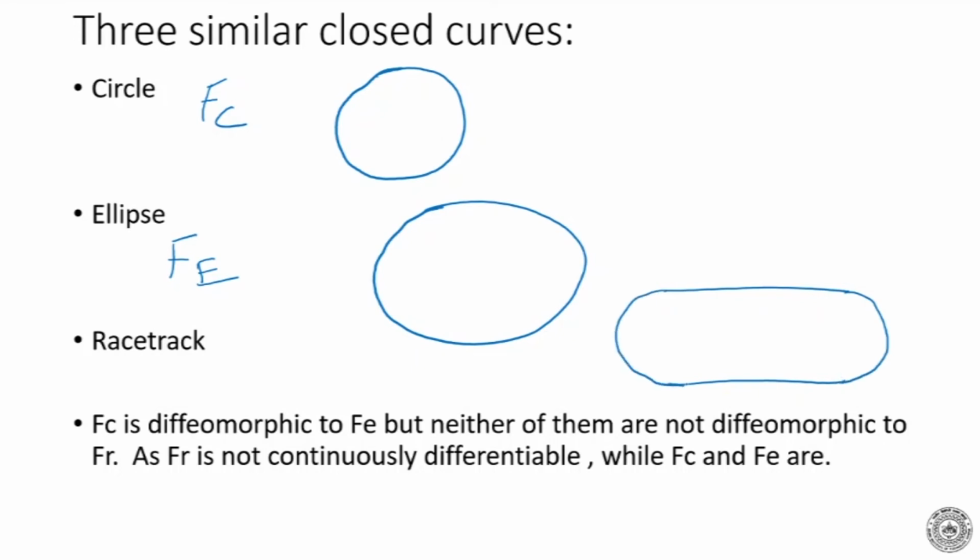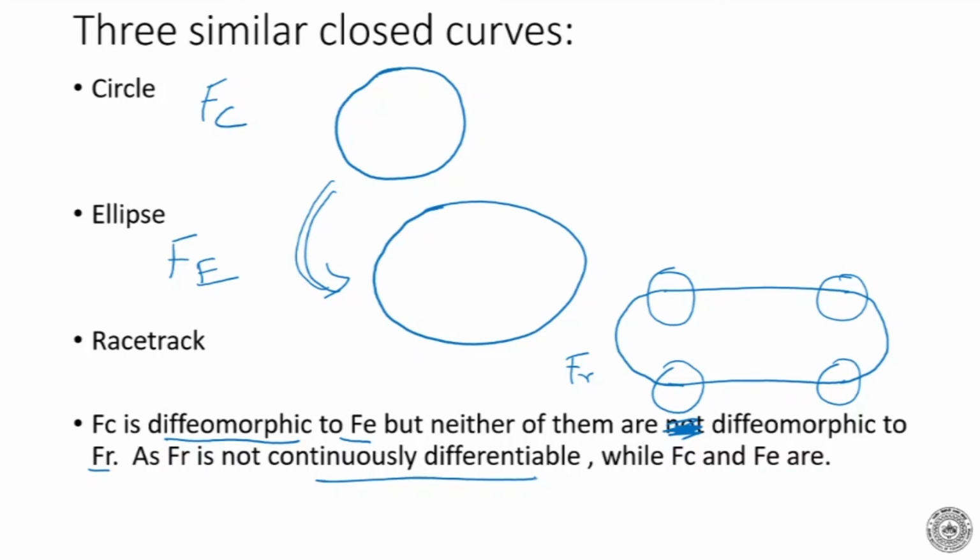Now FC is diffeomorphic to FE, but neither of them is diffeomorphic to FR, the racetrack. Why? Because FR is not continuously differentiable, while FC and FE are. That means at these points, where the semicircle is meeting the straight line, it is not continuously differentiable, and hence it is not diffeomorphic. So we need to look at this and smooth. For smooth, it has to be continuously differentiable, because you need the velocities.